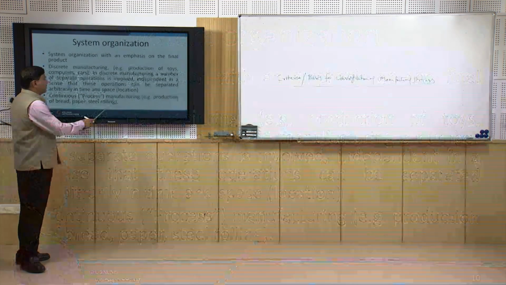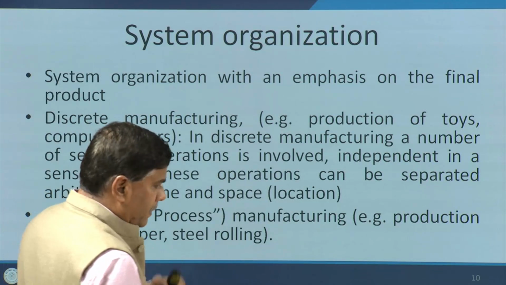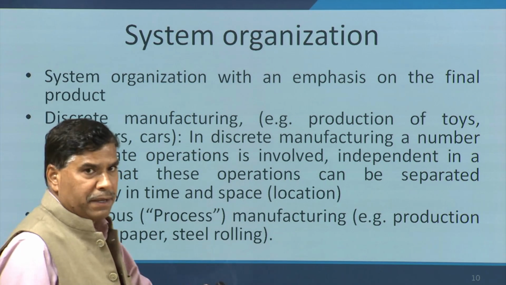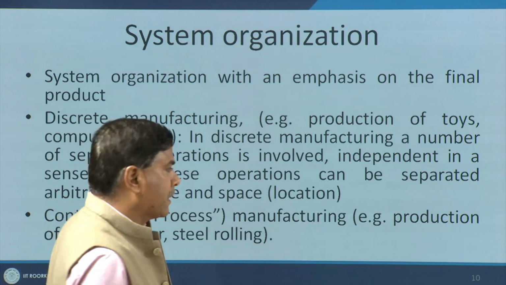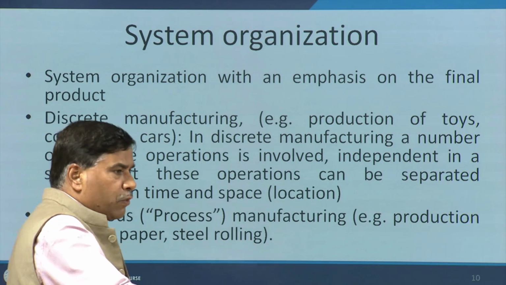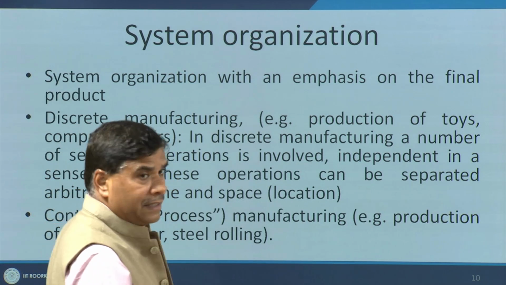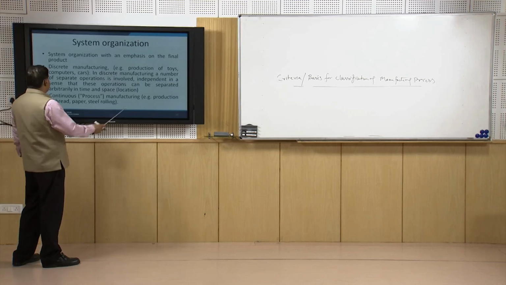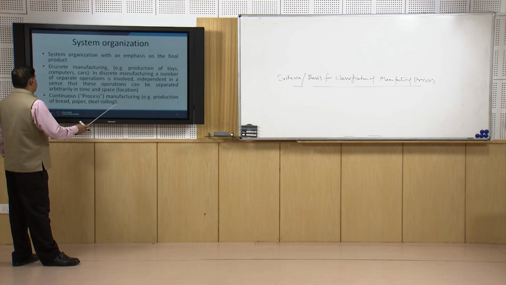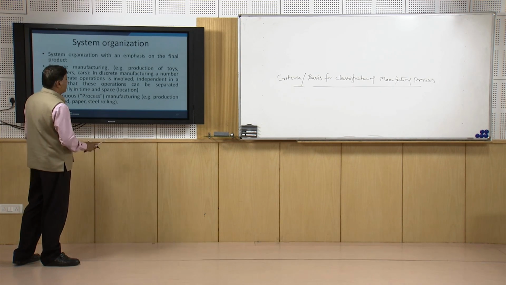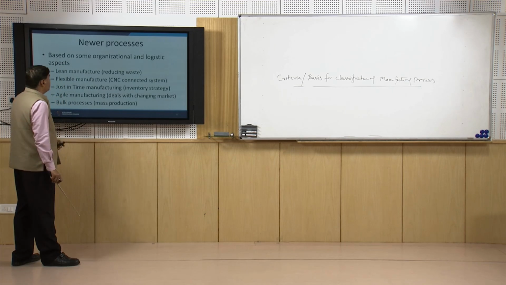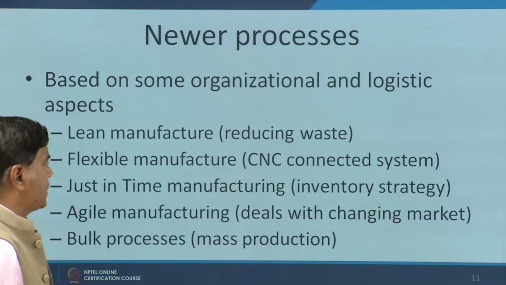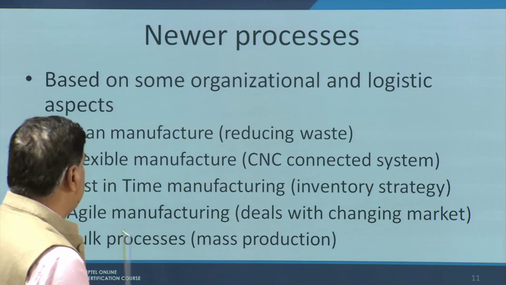In continuous manufacturing, the raw material enters in the beginning and then comes out in the form of the final product at the end. There is a continuous flow of material from beginning to end until it takes the final shape of the final product. Examples of continuous processing are the production of bread or paper, or steel rolling, etc.